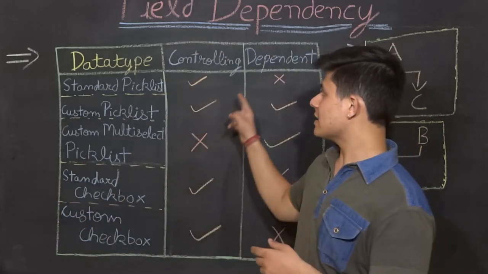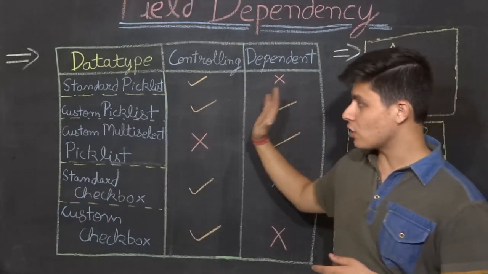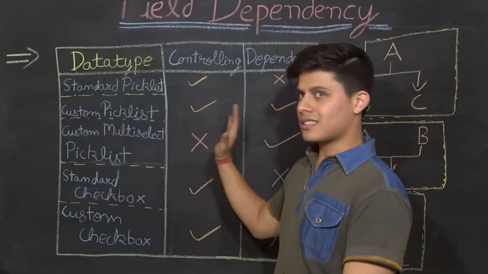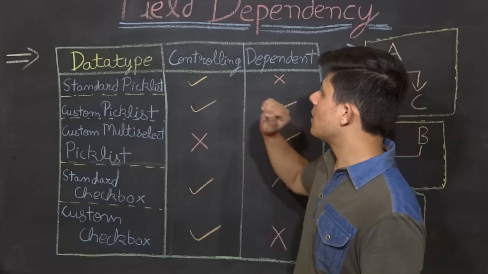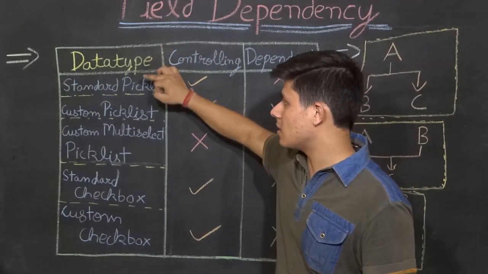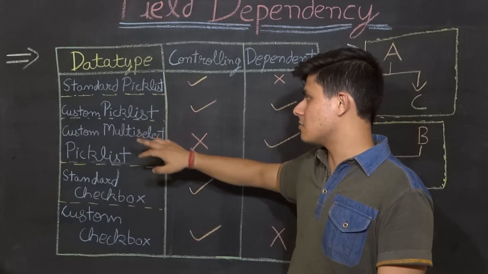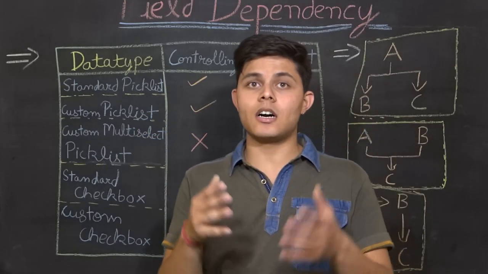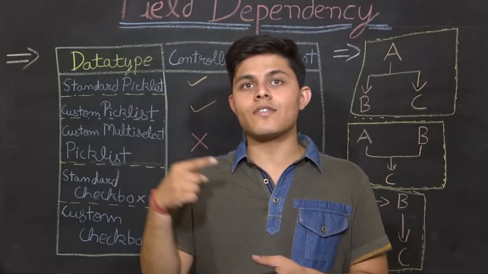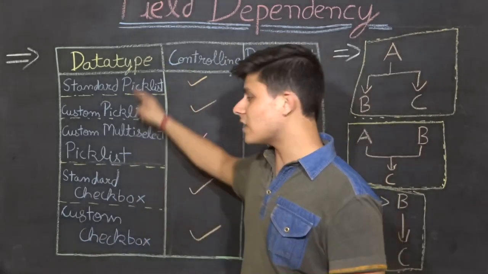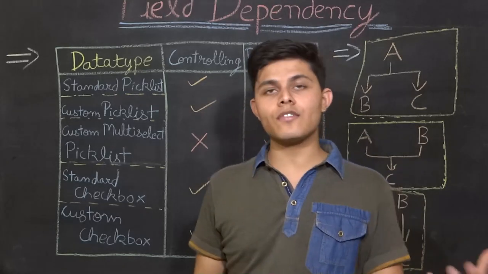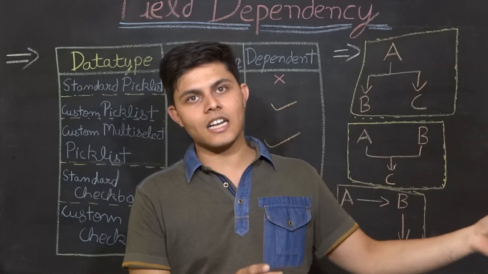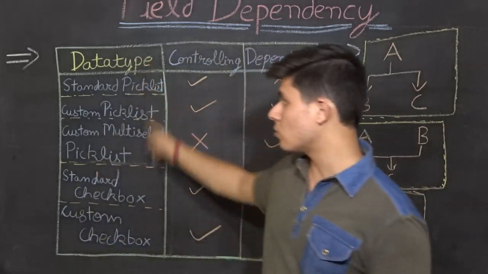So the first point is this. You need to make sure that you understand this table very well in order to create field dependency. Let's see what this is. Here are the data types: standard picklist, custom multi-select picklist, standard checkbox and custom checkbox. These are the types of fields which you can include while creating field dependency. Except these, you cannot include a field of any other data type into field dependency. You can include only these.